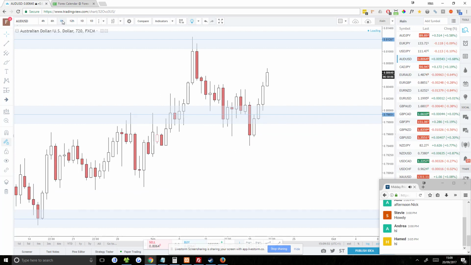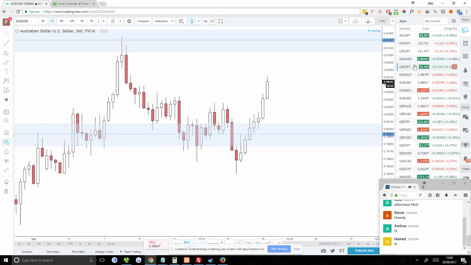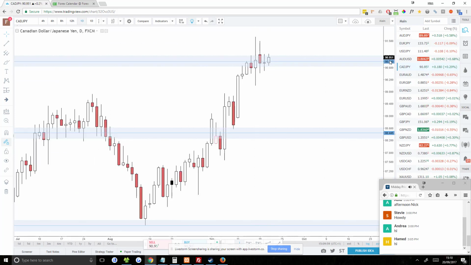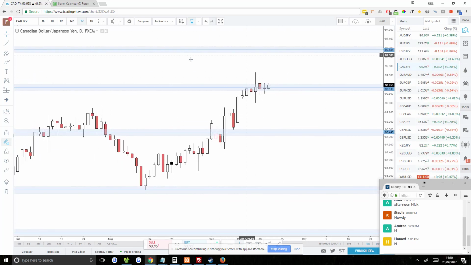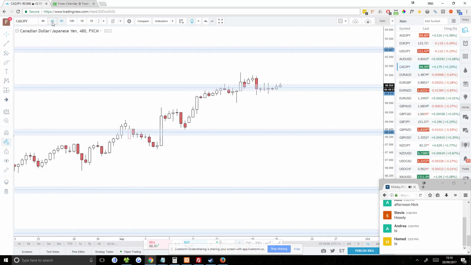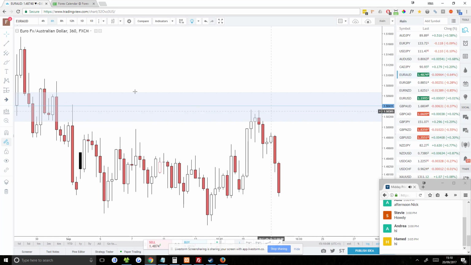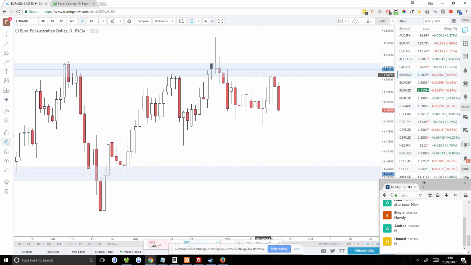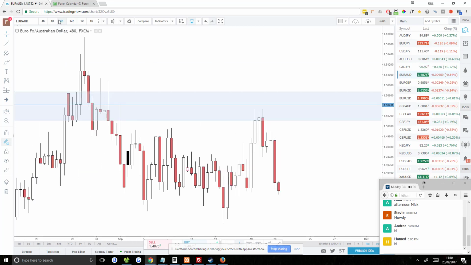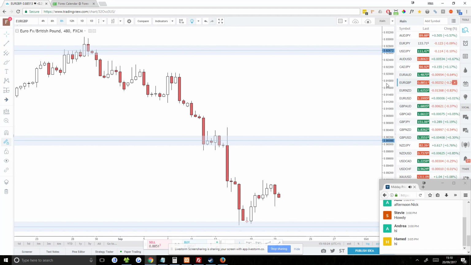AUD/USD trending up in between support resistance. Nothing much we can do. CAD/JPY is sitting on this resistance area. So messy. I'm not really that interested in this anymore, to be honest. Euro AUD. Nice little short trade on Euro AUD. Very, very late for entering. And honestly, even if you caught this at the right time, the risk to reward ratio kind of sucked. There's nothing on there right now.